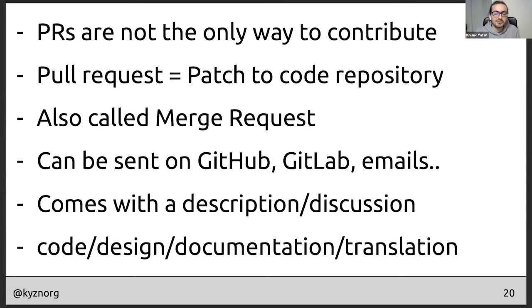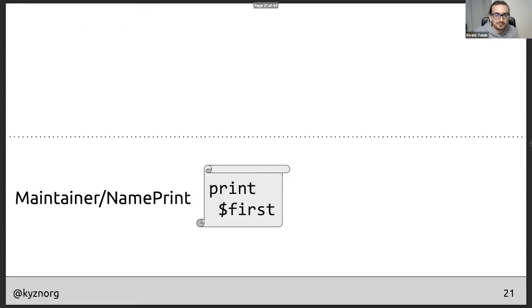Pull requests can include code changes. They can include adding a new test, removing a test that is not needed, or fixing a broken test, adding some design, adding some documentation, updating some documentation, documenting a feature that was not documented before, adding a translation. So anything goes, really. Okay, here is an example of a pull request being submitted.